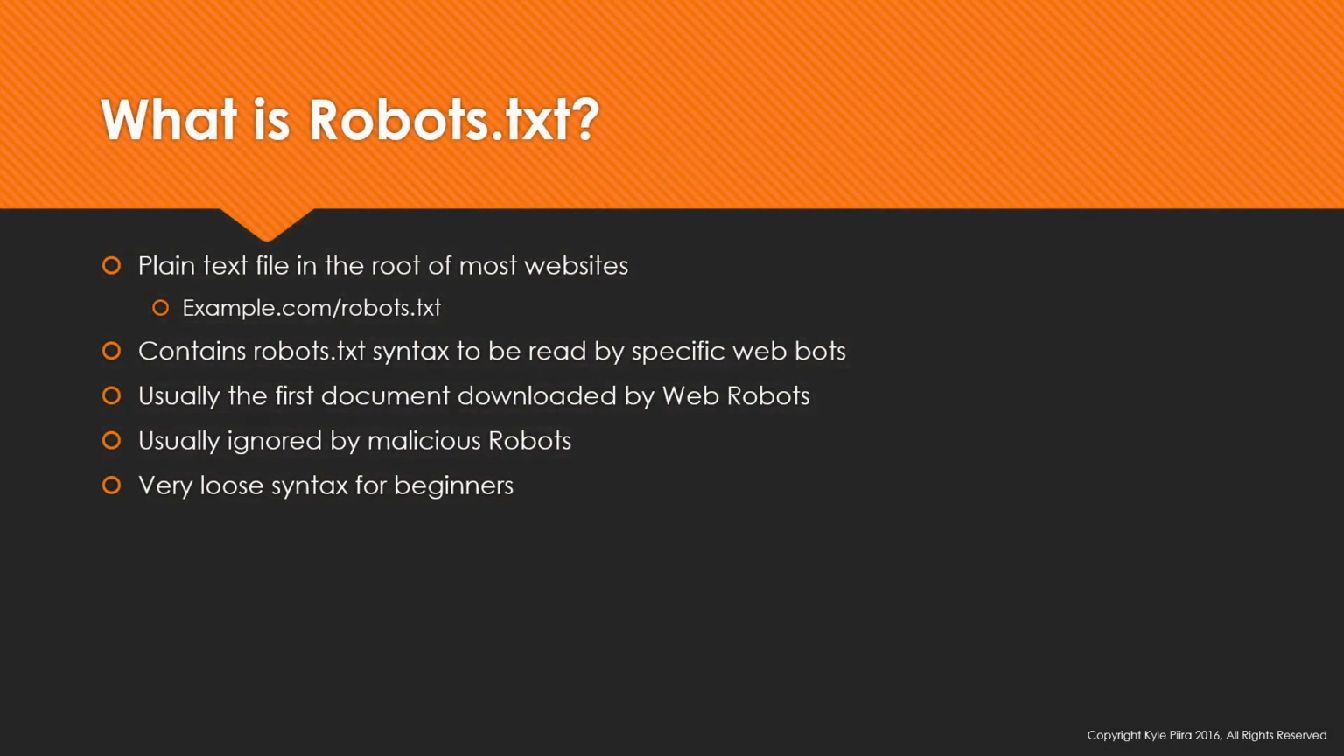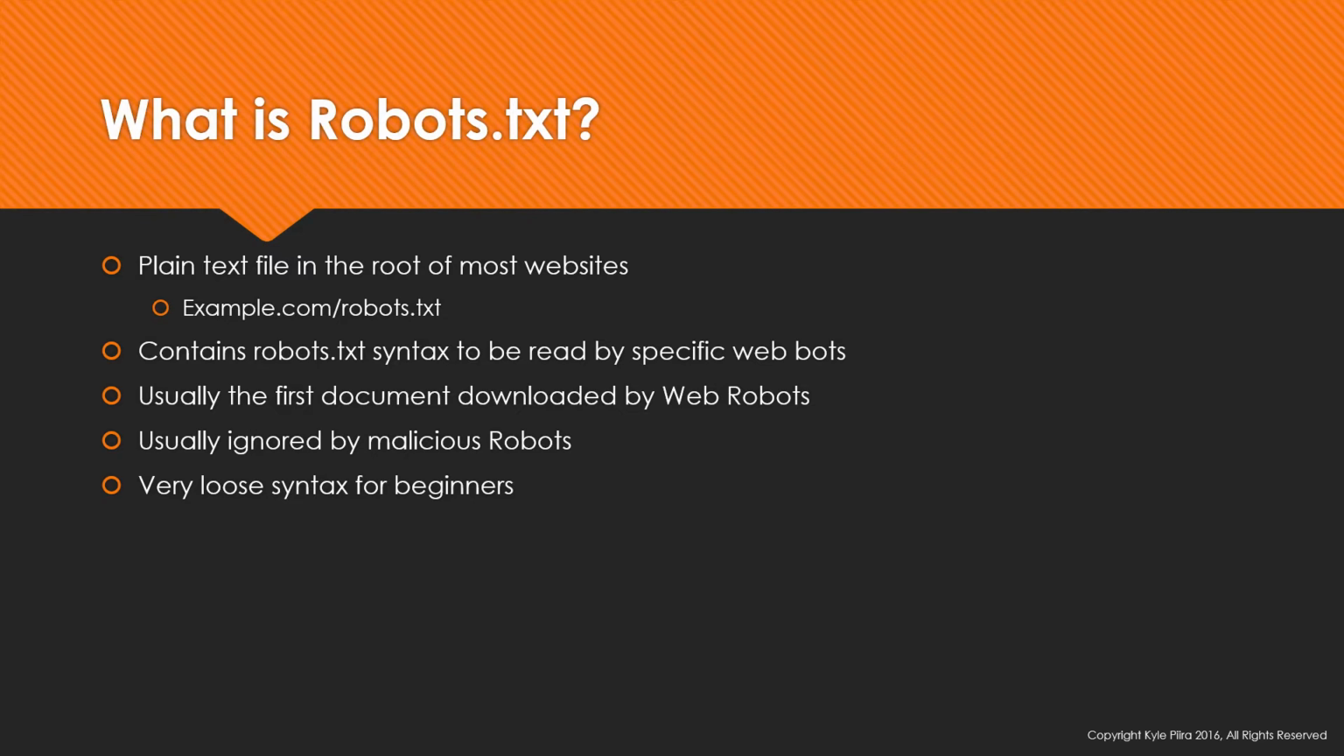So let's get into what is robots.txt at its most basic level. It's pretty much just a plain text file in the root of almost every website. Go to google.com/robots.txt, wikipedia.com/robots.txt, facebook.com/robots.txt. Any major website, at least, will have a robots.txt file.